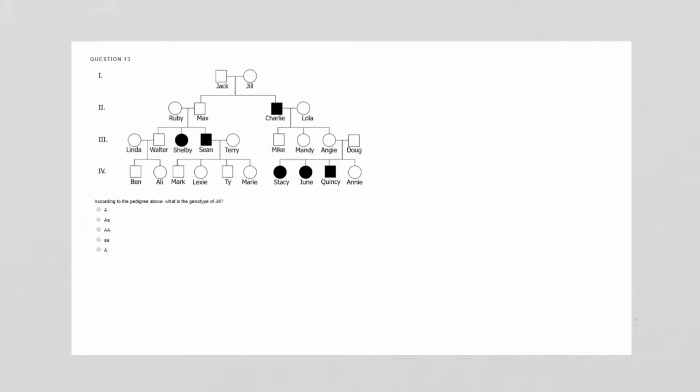This one, another pedigree. First, we have to look at what the inheritance pattern is and decide whether it's dominant or recessive. Once we know that, we can answer the question. Looking at this part of the tree, we can see that we have two parents that don't have it, suddenly a child that does. So it is definitely going to be a recessive pedigree.